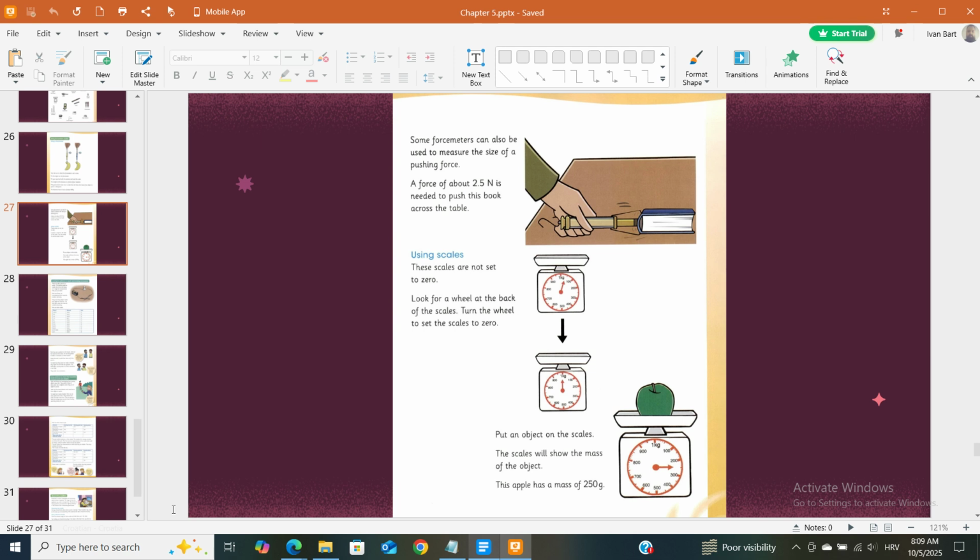Using scales. These scales are not set to 0. Look for a wheel at the back of the scales. Turn the wheel to set the scales to 0.